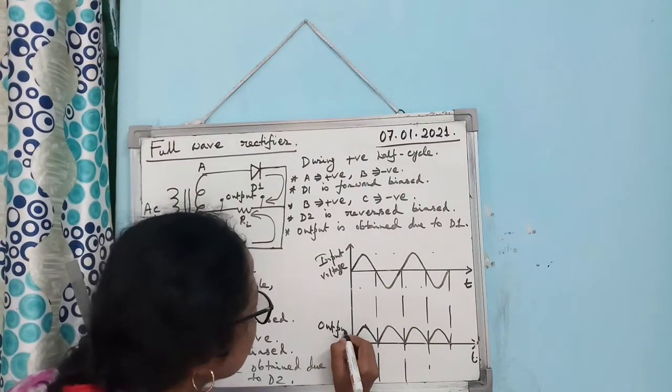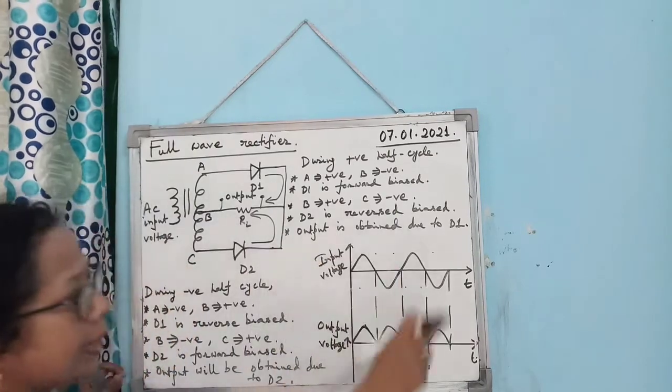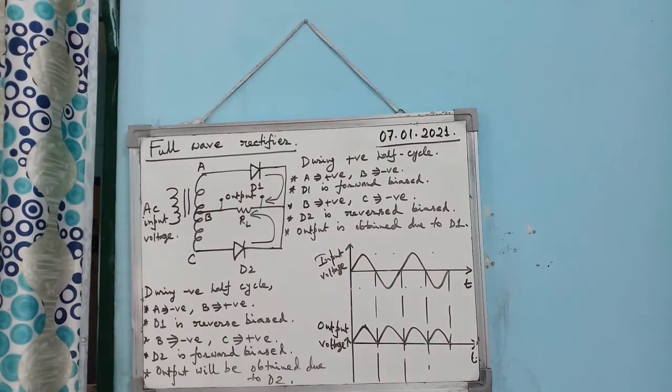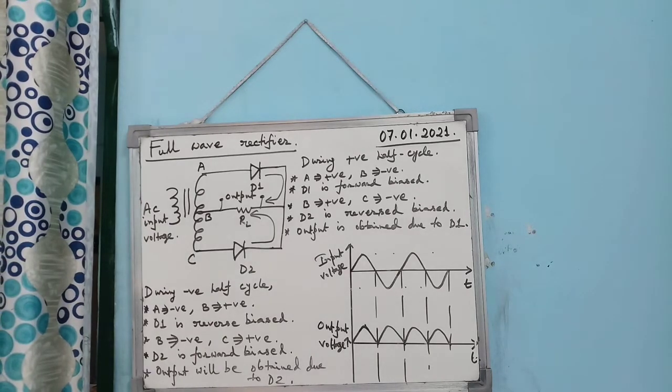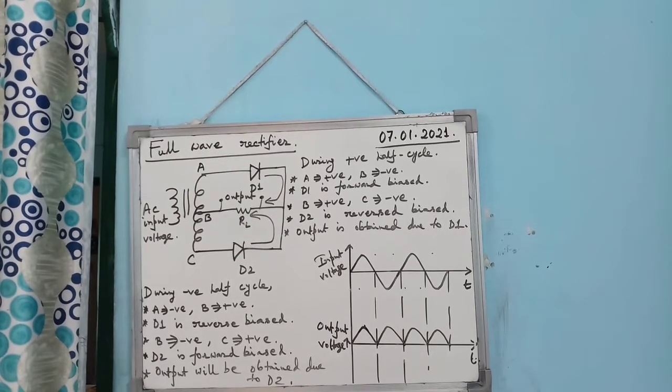This is the output voltage. So this is the way, if the question comes in the exam, you must draw everything. Don't forget to show the input, output, diode D1, diode D2 and everything, okay? So this is the full wave rectifier. So I once again remind you, learn every detail of full wave and half wave rectifier.